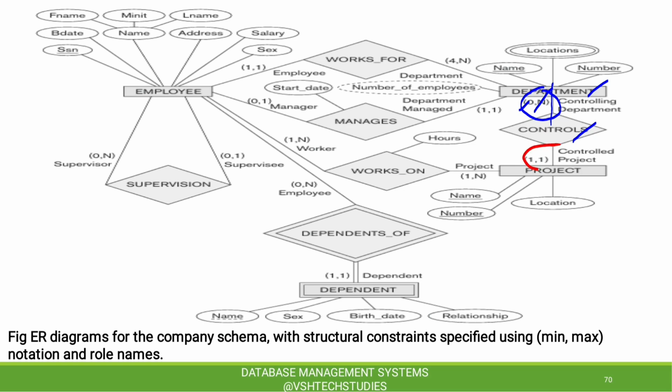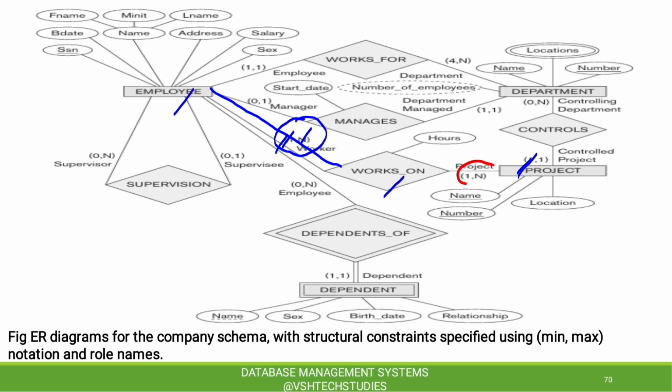So the other side 1, 1 is written on the line joining project entity with the same relationship, that is controls. This minimum number 1 indicates the project can be controlled by, to the minimum 1 department, to the maximum 1 department only. Next, considering this 1, n being written on the line joining employee entity with works on relationship. This minimum number 1 indicates that 1 employee can work for, to the minimum 1 number of project, to the maximum n number, that is any number of projects.